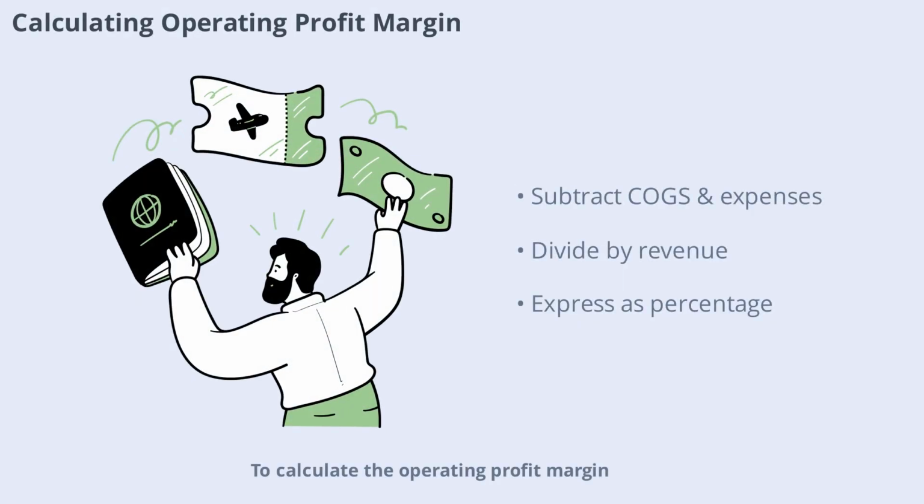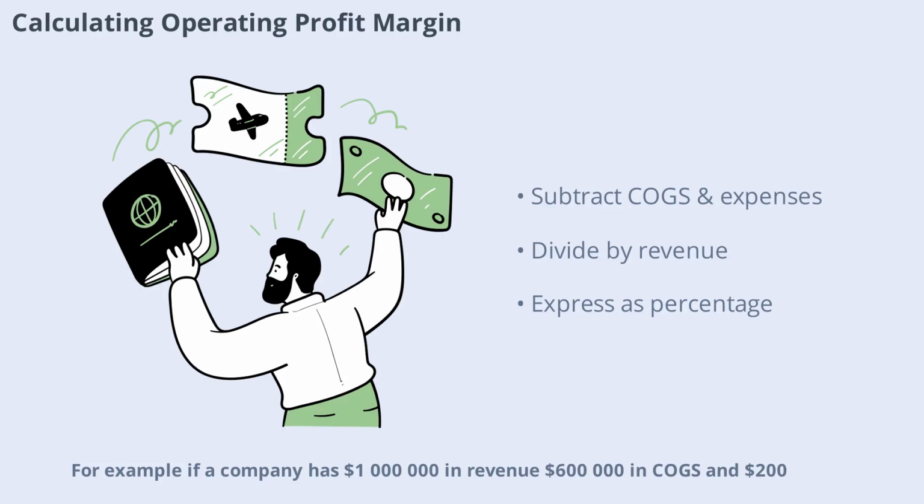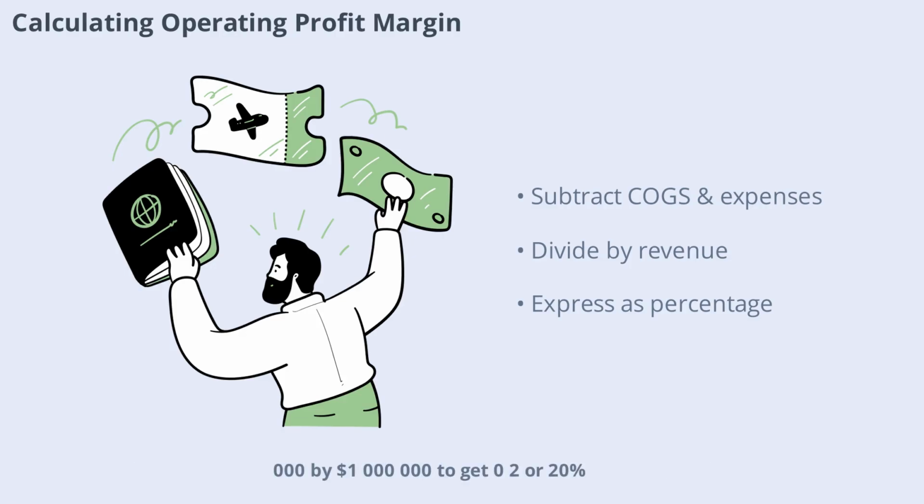To calculate the operating profit margin, subtract both the cost of goods sold and operating expenses from total revenue. Then divide the result by total revenue and multiply by 100 to get a percentage. For example, if a company has $1 million in revenue, $600,000 in COGS, and $200,000 in operating expenses, the operating profit is $200,000. Divide $200,000 by $1 million to get 0.2 or 20%. This means the company keeps 20 cents of every dollar in sales after covering production and operating costs.